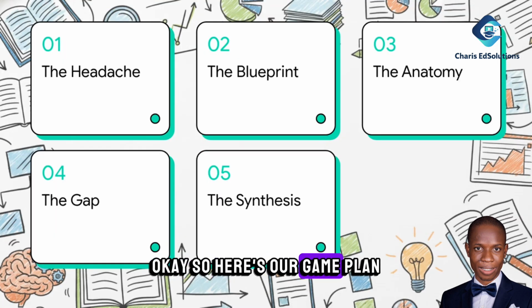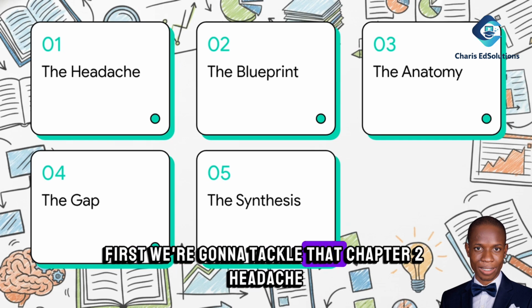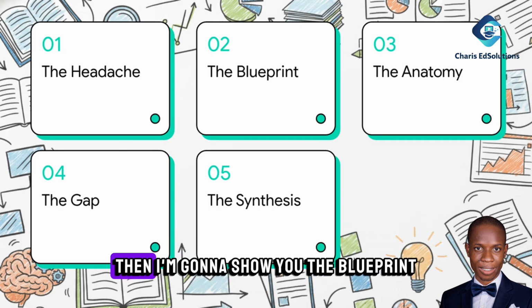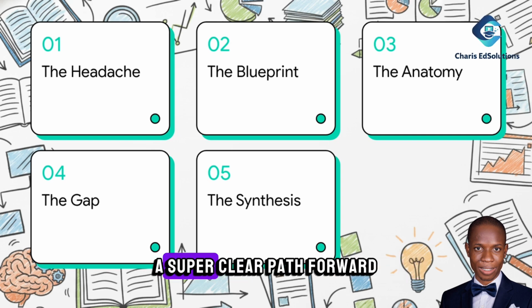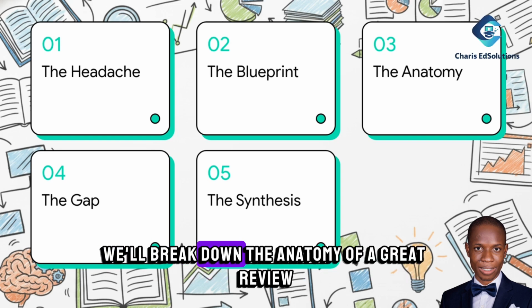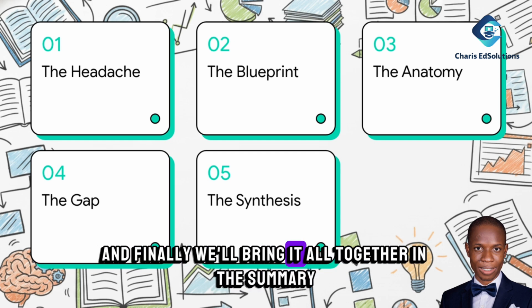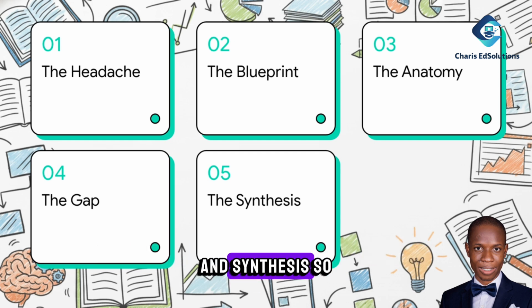Okay, so here's our game plan. First, we're going to tackle that Chapter 2 headache and really understand why it's so tough. Then, I'm going to show you the blueprint, a super clear path forward. We'll break down the anatomy of a great review, learn the art of finding that crucial research gap, and finally, we'll bring it all together in the summary and synthesis.